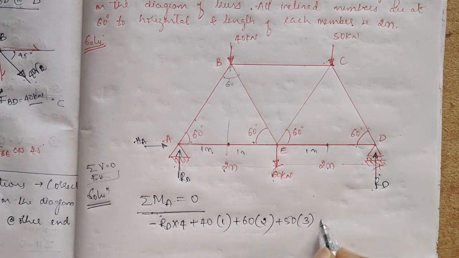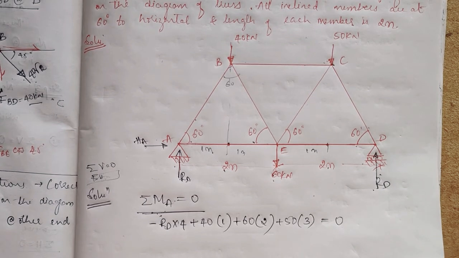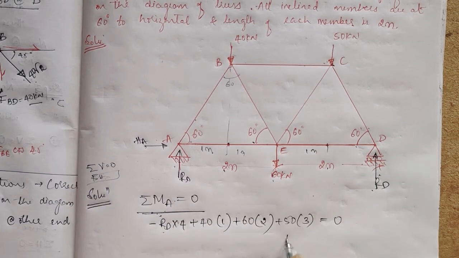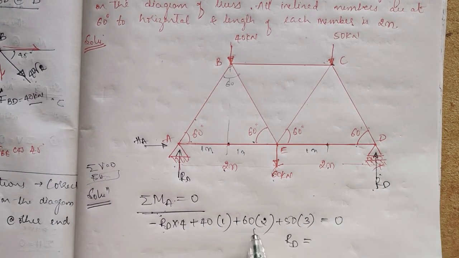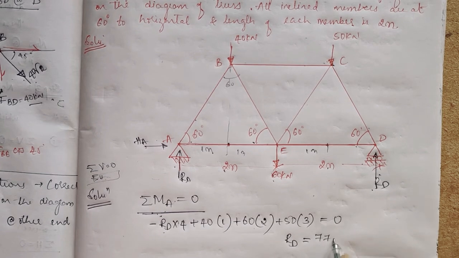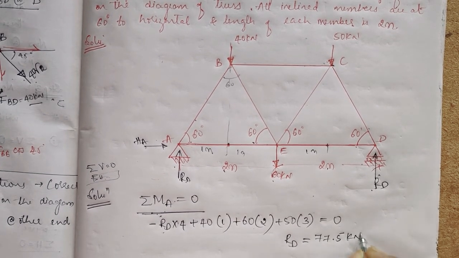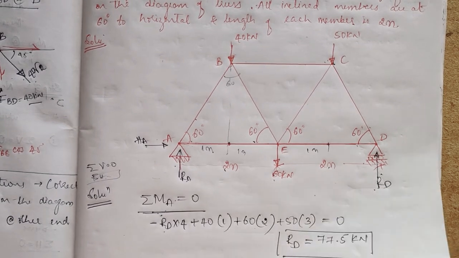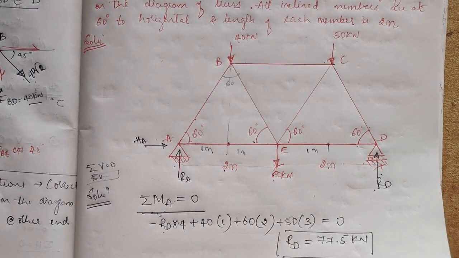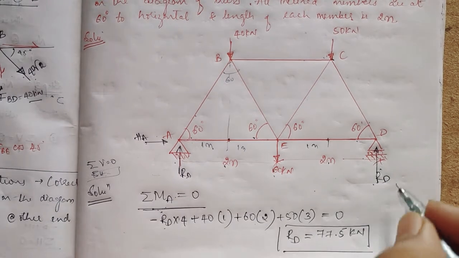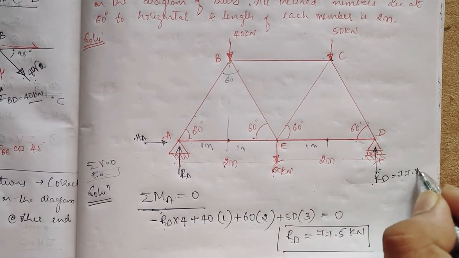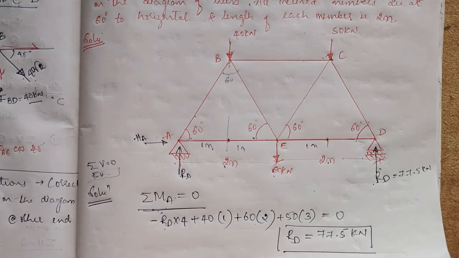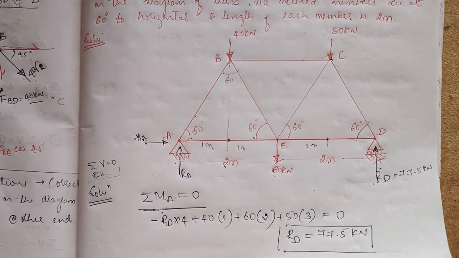Then are any other forces there? Nothing, forces 0. So here I can find RD directly. RD is equal to, so 40 plus 120 plus 150, RD will be 77.5 kilonewton. So by applying the moment about A, I got the RD value directly, that is 77.5 kilonewton.